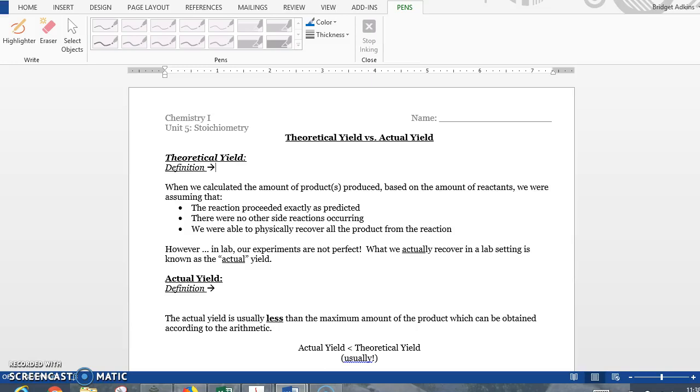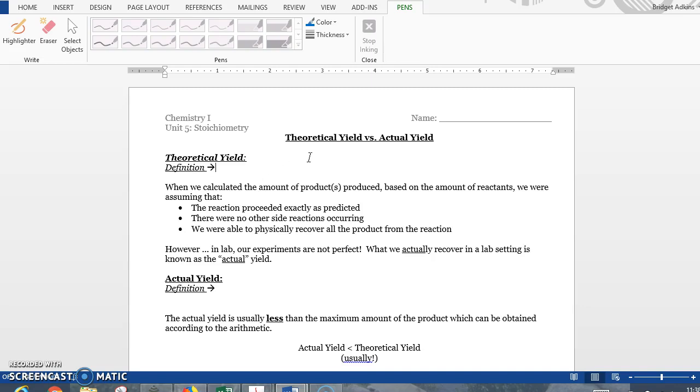This screencast is going to explain the difference between theoretical yield and actual yield, and then show you how to mathematically calculate percent yield from those two values. So we're going to start off with theoretical yield, and theoretical is actually what we've been doing in class already, because it is based on a balanced chemical equation.